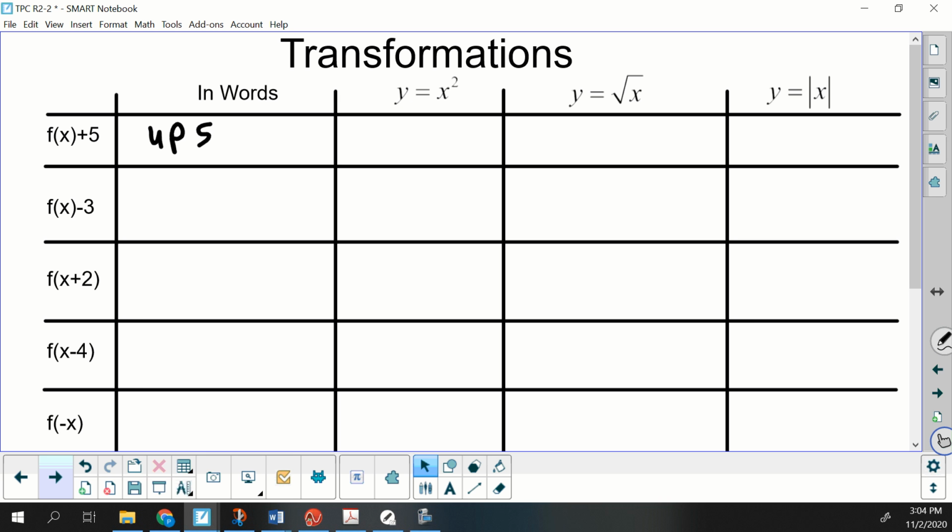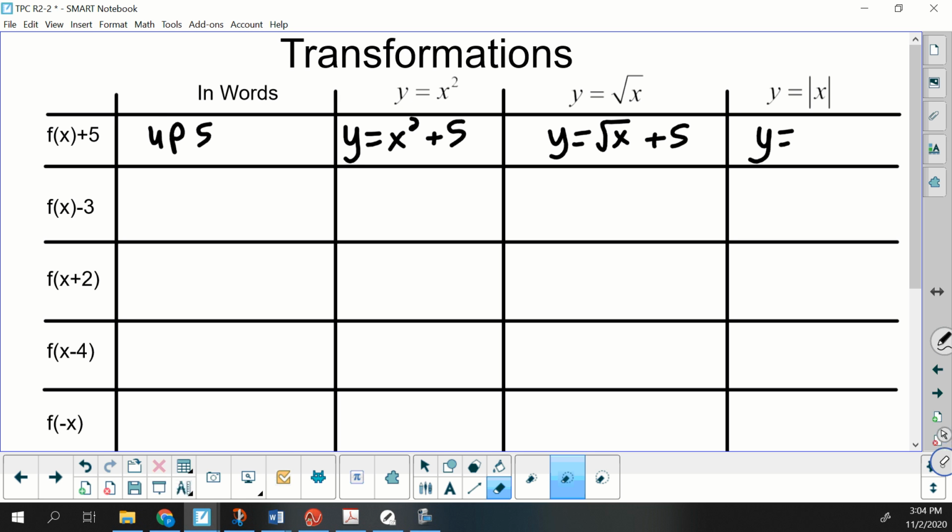Well, this is saying take your function and then just tack a plus 5 on the end. So we would have y equals x squared, and we'd tack a plus 5 on the end. For the square root of x, we would take our y equals square root of x, oops, that should be an x in there, and tack a plus 5 on the end. And for the absolute value one, we'd have absolute value of x, tack a plus 5 on the end. So for those specific equations, those are all showing shifts up 5.